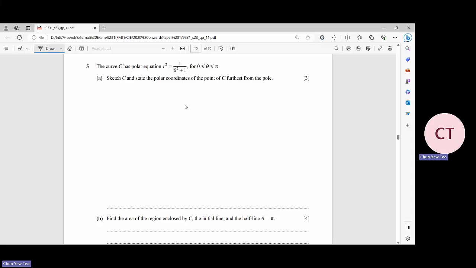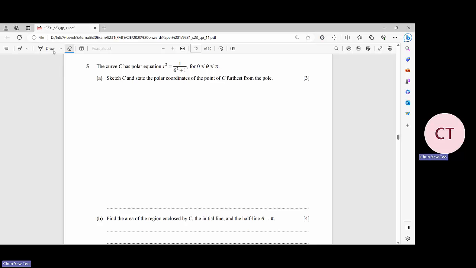Now we take a look at question number 5. The curve C has a polar equation like this for theta from 0 to pi. The first part of the question, part A, they want you to sketch the curve C and state the polar coordinates of the point furthest from the pole.